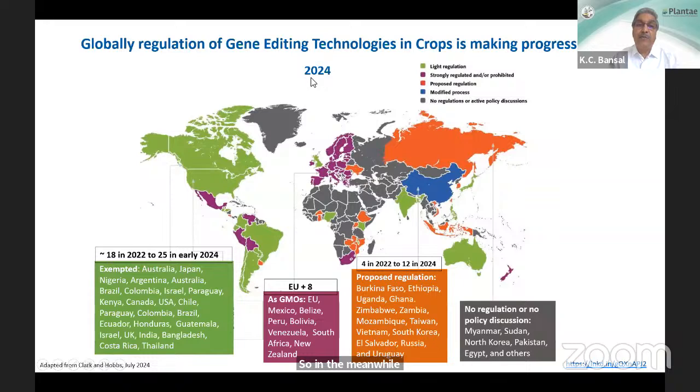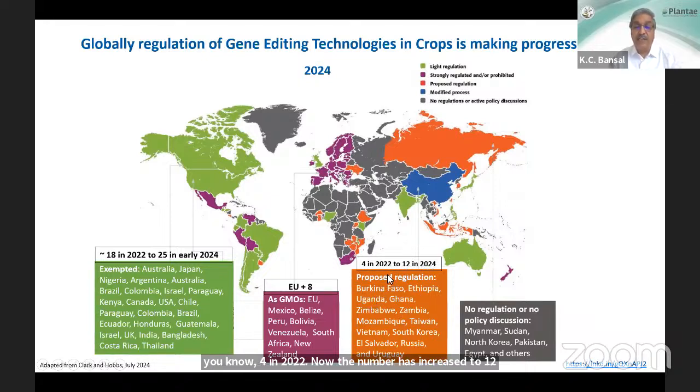Now let's compare today, now 2024, with the previous data I showed you on 2022. Now the exemption granted by several countries, the number has increased from 18 in 2022 to 25 in early 2024, Thailand being the 25th country. And again, those countries where there's active consideration going on the proposal on genome editing, 4 in 2022, now the number has increased to 12 in 2024.